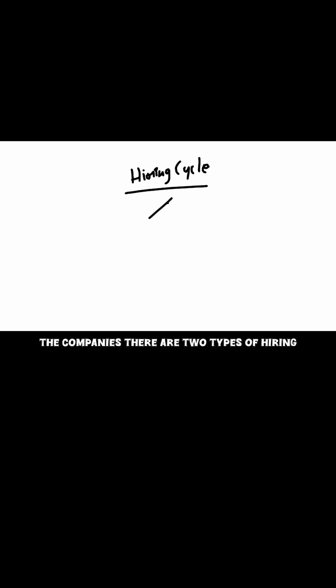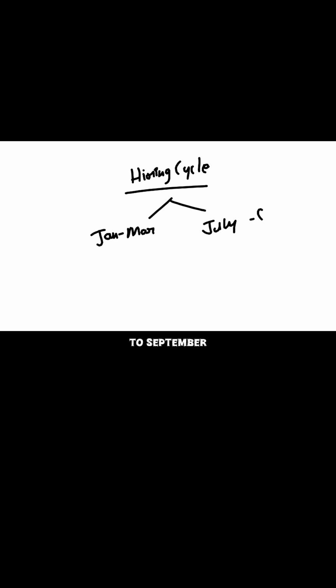Second thing is hiring cycle, guys. In companies there are two types of hiring cycle. One hiring cycle starts from Jan to March, and another starts from July to September. Okay, there are two types of hiring cycle. So what you have to do is look into the cycle, and then apply accordingly.